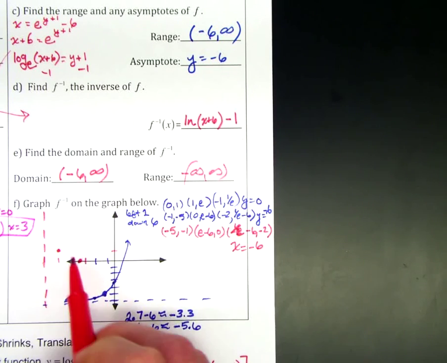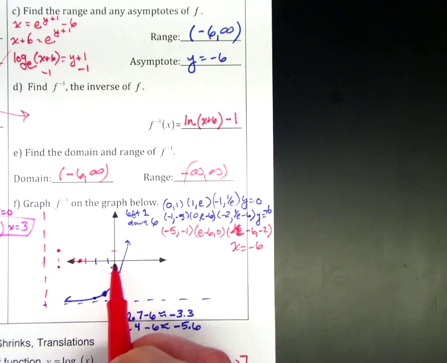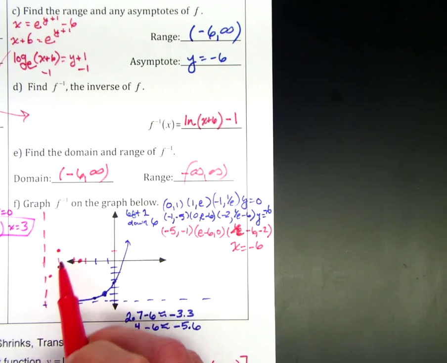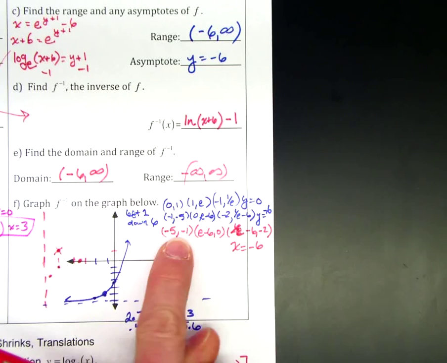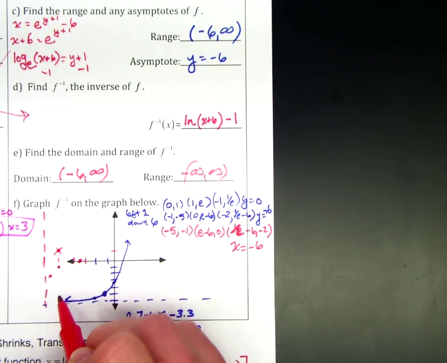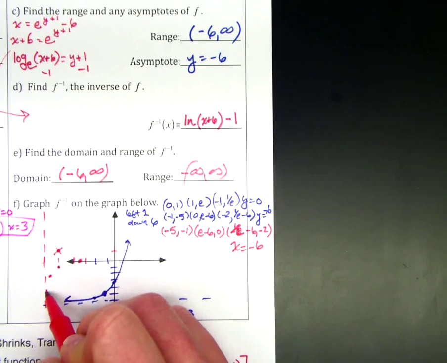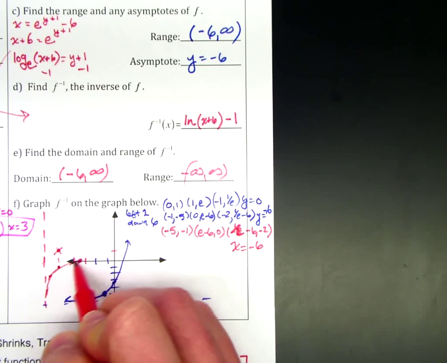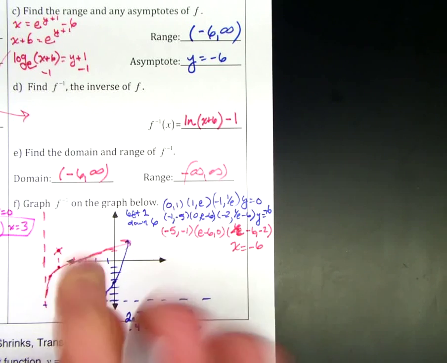I drew this one wrong, you guys. (-2, -5.6). That guy's wrong. This was (-5, -1). I went -5, +1. Nobody called me out on it. All right. And this is, I don't know exactly where that's at. That's okay for right now.